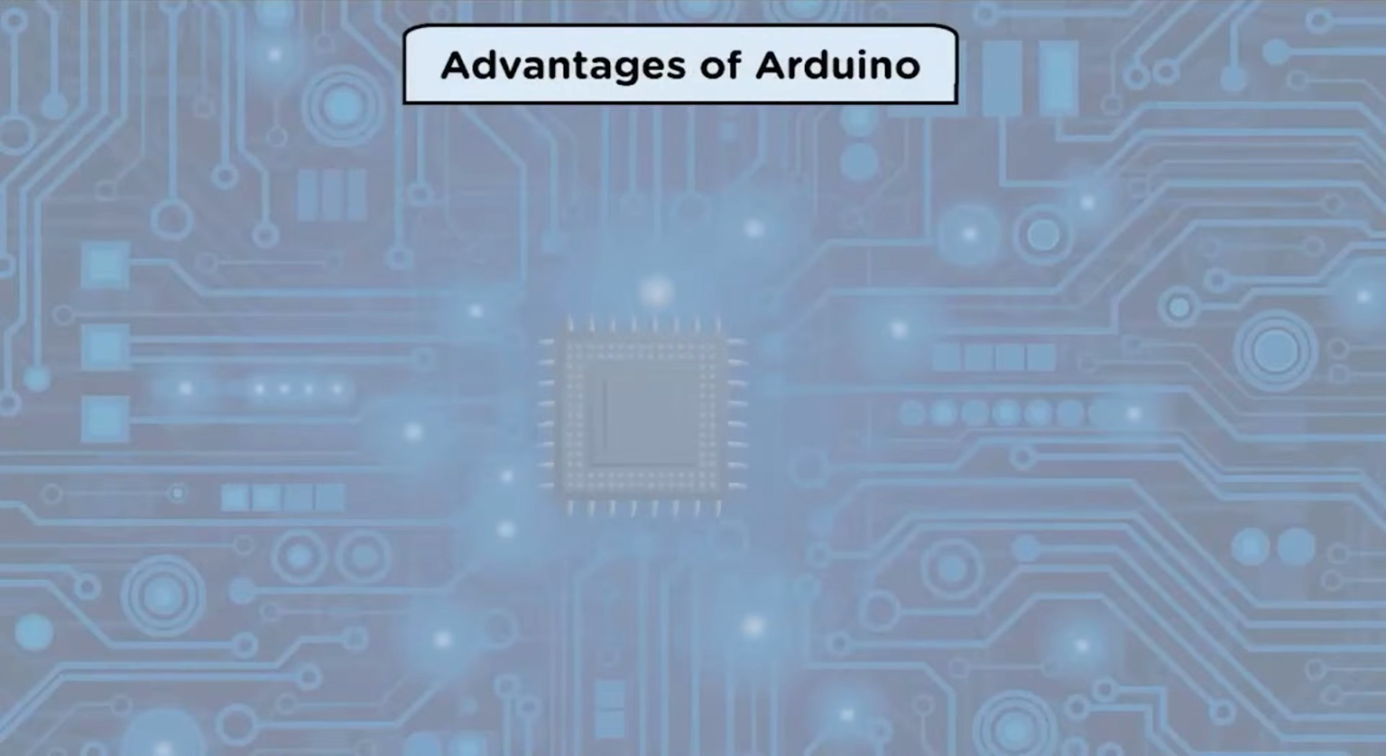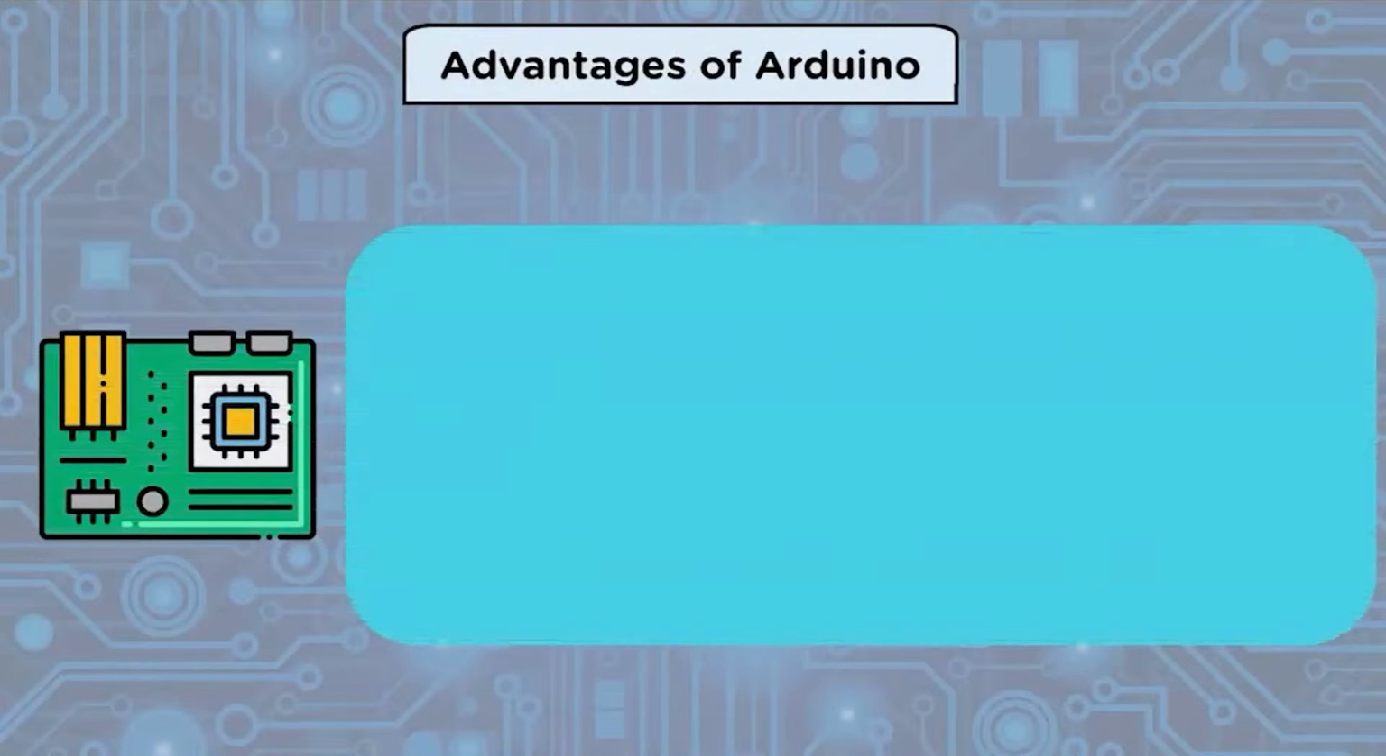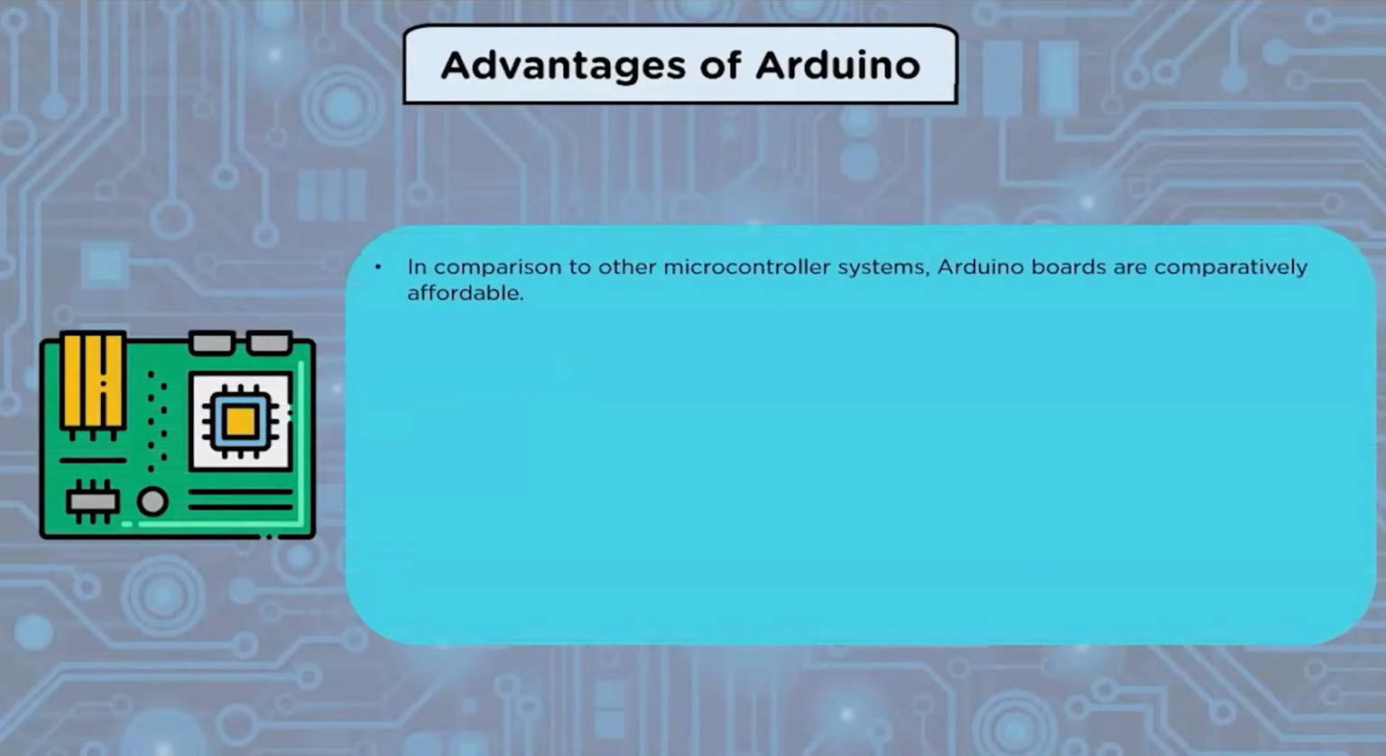Now let us look at the advantages of Arduino. In comparison to other microcontroller systems, Arduino boards are comparatively affordable. The Arduino module, in its cheapest version, can be assembled by hand, and even a pre-made Arduino module costs less than $50. For Windows, Macintosh OS X, and Linux, the Arduino Software IDE is provided. The vast majority of microcontroller systems are only compatible with Windows.